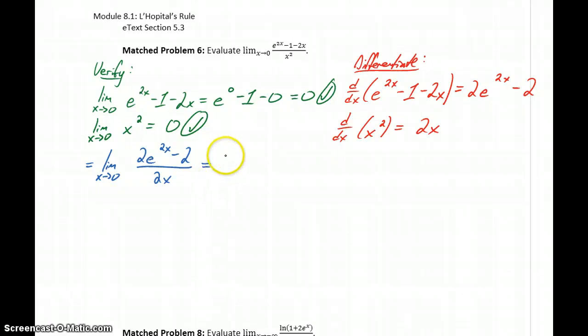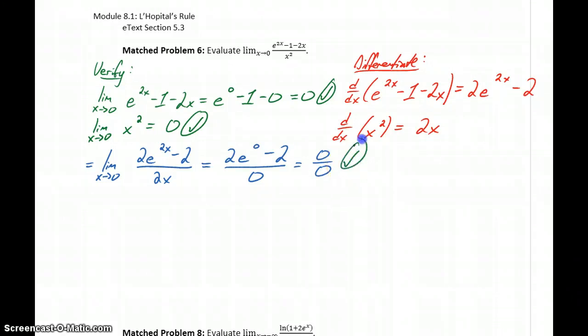So we've applied L'Hopital's rule, and now we can, again, just try direct substitution since that's our best first method for evaluating a limit problem. So direct substitution will give us 2 times e to the 0 minus 2 over 2 times 0. So e to the 0 is going to be 1, so we get 2 minus 2, which gives us 0 over 0.